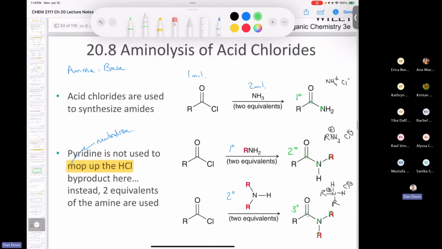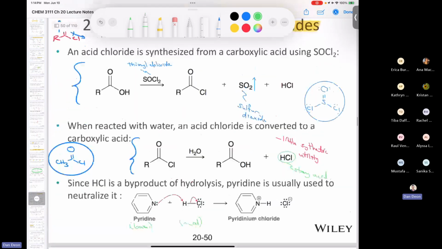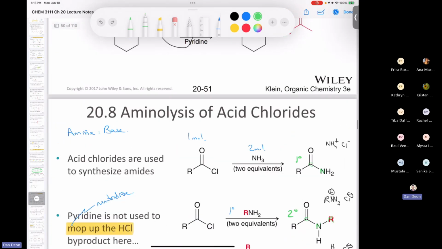Okay? And the reason why we use 2 equivalents of the amine in each one of these cases is to neutralize the HCl that is formed. We don't neutralize the HCl when we're just using pure water, but if we're using an alcohol, then we do need pyridine to neutralize that HCl.